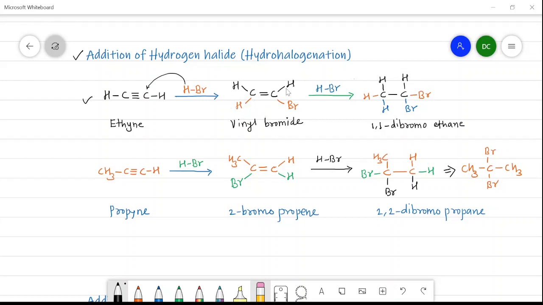Here there is a CH2, here there is a CH. So when HBr is going to add, this hydrogen will attach to this carbon, because this carbon has two hydrogens and this carbon has only one hydrogen. And according to the Markovnikov rule, the positive part is going to attach to the carbon which has more hydrogens. So here we get CH3CHBr2, that is 1,1-dibromoethane.